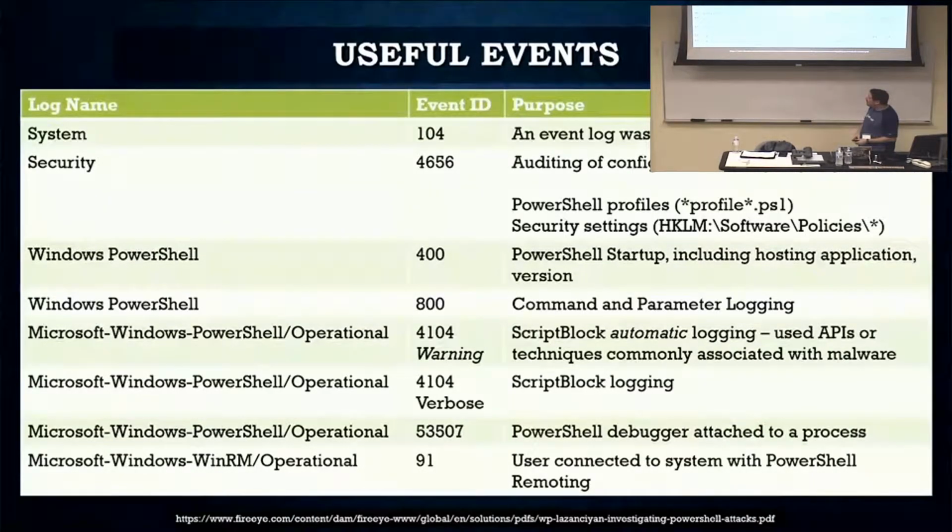And then you have the 4104s, warning or verbose, depending on how that's turned on. The script block automatic or detailed verbose logging of script blocks. And then the last two, big number, 53507, operational log. That's if the debugger is attached to a process. We're doing things in memory. And then 91, user-connected system with PowerShell remoting, which I think is the next session. Someone's going to talk about PowerShell remoting in a secure fashion.